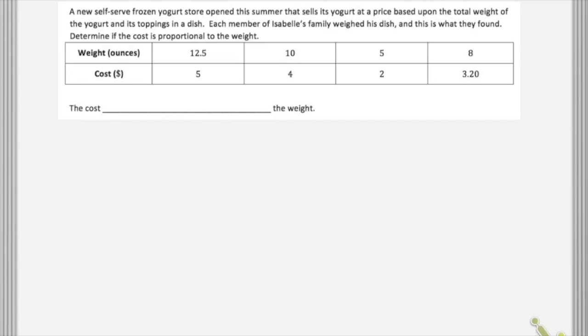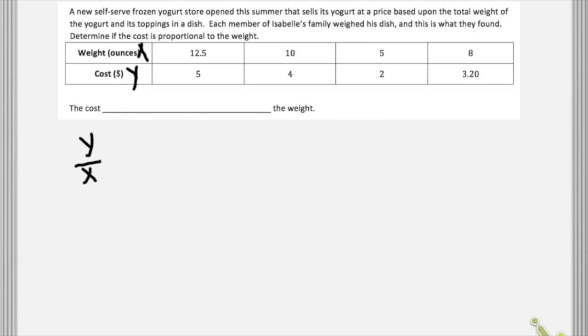We have to define our variables. So, of course, the weight comes first, so we're going to call that the x, and the cost comes next, so we're going to call that the y. We always find our constant by having our y over our x.